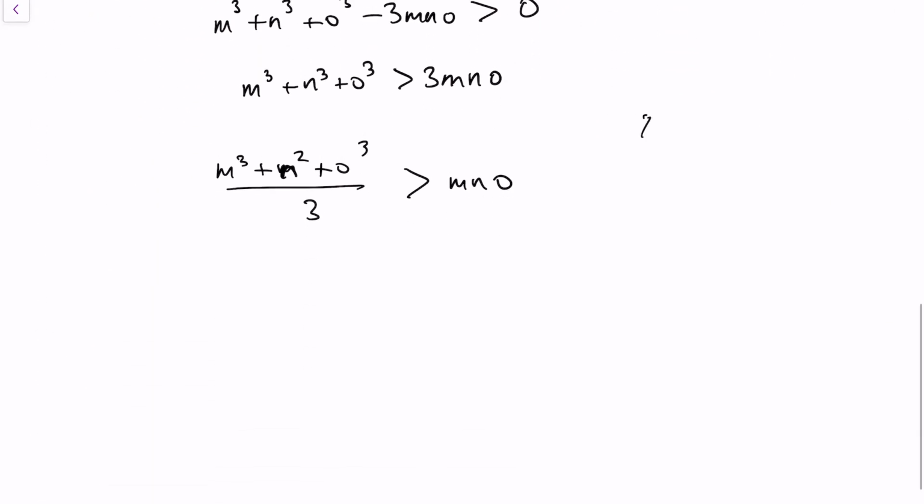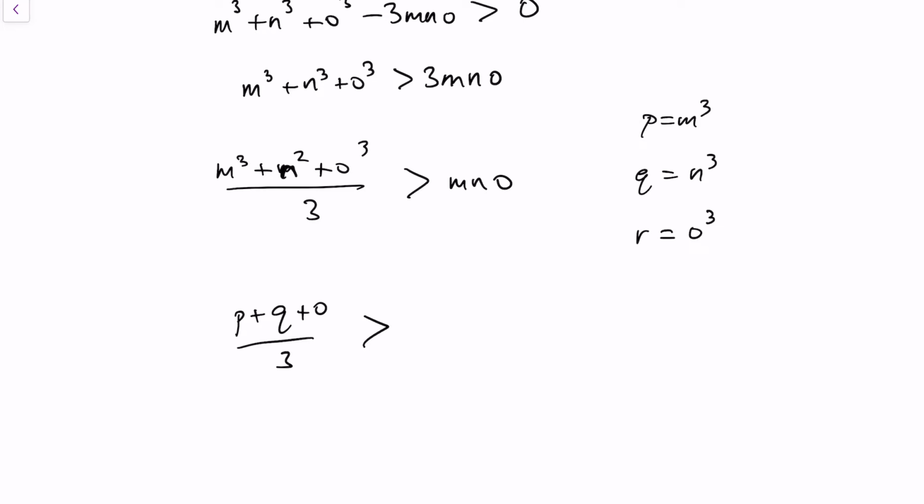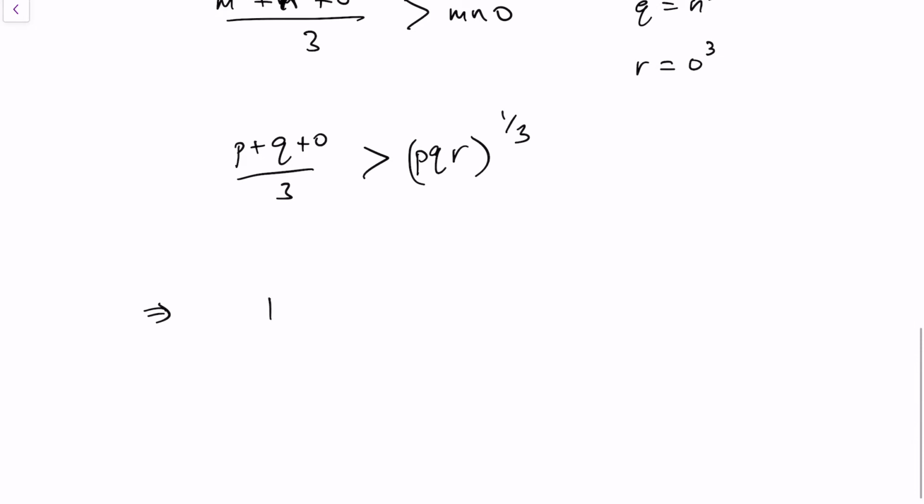Now, remember that we defined p to be m cubed, q to be n cubed, and r to be o cubed. So if we plug this in, on the left hand side we have (p plus q plus r) divided by 3 is greater than, well, m is the cubic root of p, n is the cubic root of q, and o is the cubic root of r. So instead of mno, we could write (pqr) to the power of a third. So that implies we have ((p plus q plus r) over 3) cubed is greater than pqr. This is the inequality that we want to use.